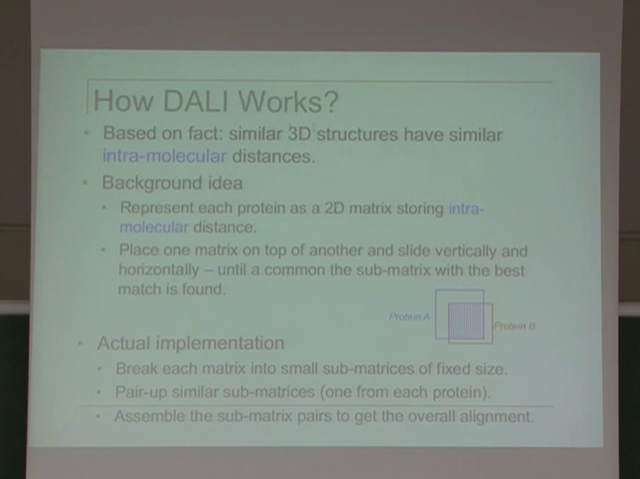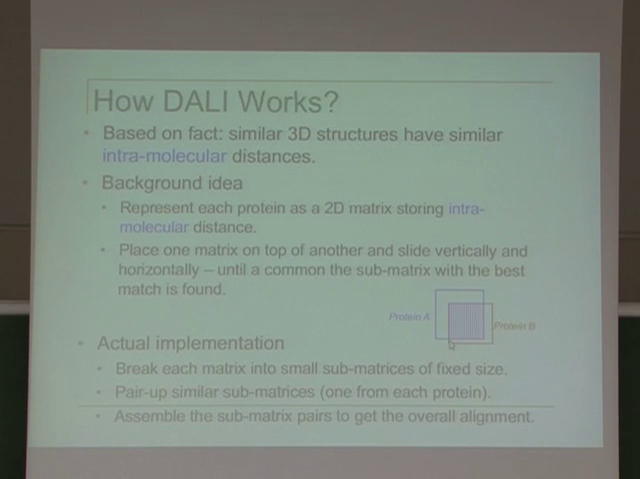So in terms of structural features, they extract these matrices. The main idea is that if we place one matrix on top of another and find similarities between two intra-atomic distances, we are going to find similar shapes. That's the main idea, and the actual implementation is more complicated than this.